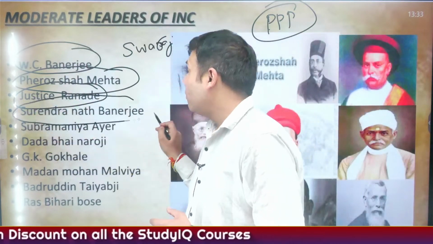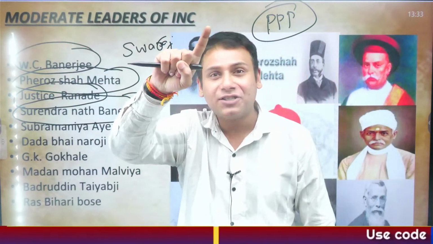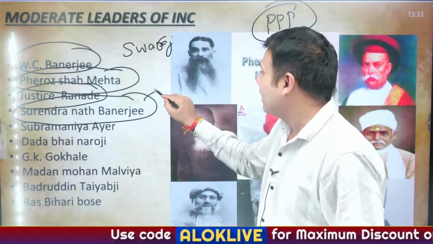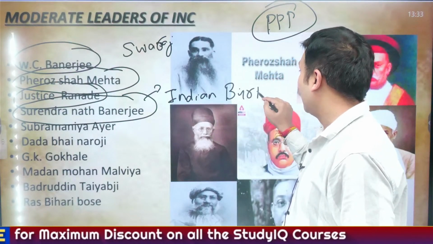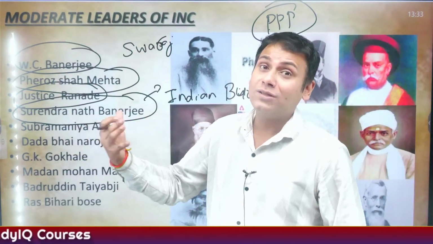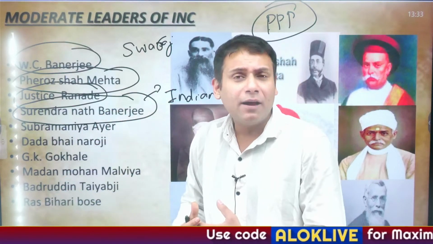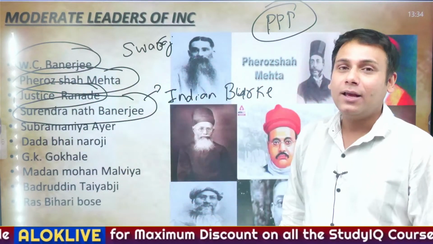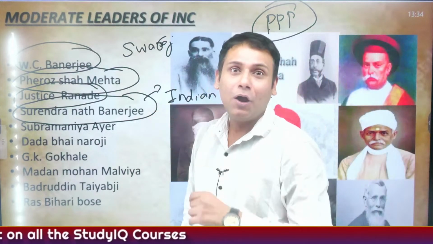Surendranath Banerjee, one of the most revered leaders. Surendranath Banerjee was the first Indian journalist to be imprisoned. He is also referred to as Indian Burke. I repeat, he is also referred to as Indian Burke because when he was studying in London, he read a lot about a Western thinker whose name was Edmund Burke. And so his ideological perspective became like Edmund Burke's. Hence, Surendranath Banerjee is also referred to as Indian Burke, one of the most important and revered moderate leaders.